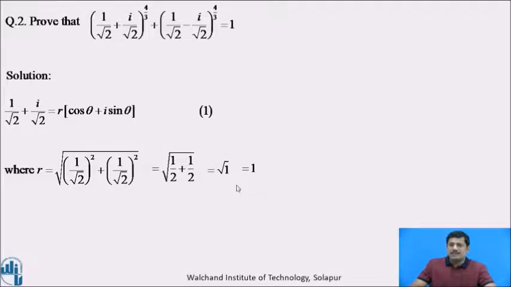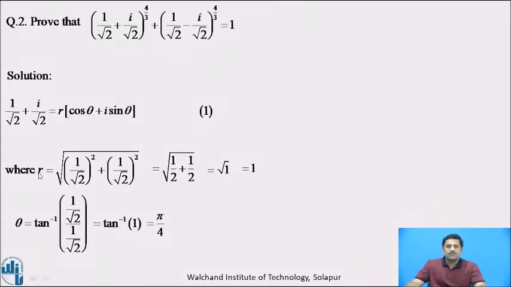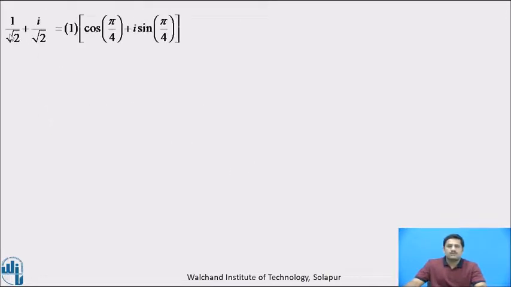Next, theta is tan inverse of imaginary part upon real part. 1 upon root 2 and 1 upon root 2 are the imaginary and real parts, and cancelling them we get tan inverse of 1, and we know that tan inverse of 1 is pi by 4. Substituting the values of r and theta in equation number 1, we get this given complex number equal to r, which is 1, into the bracket, replacing theta by pi by 4, cos of pi by 4 plus i sin of pi by 4.